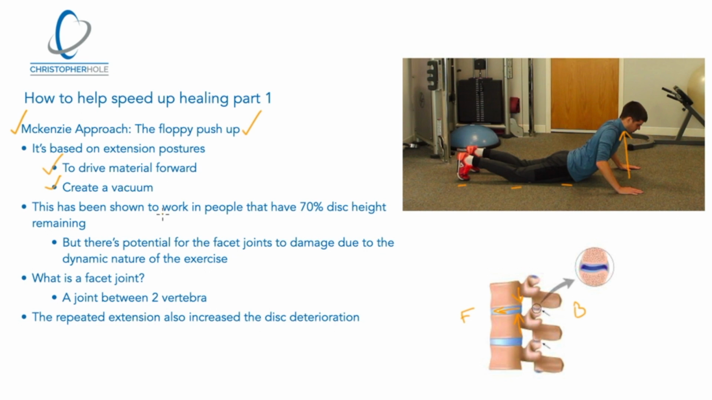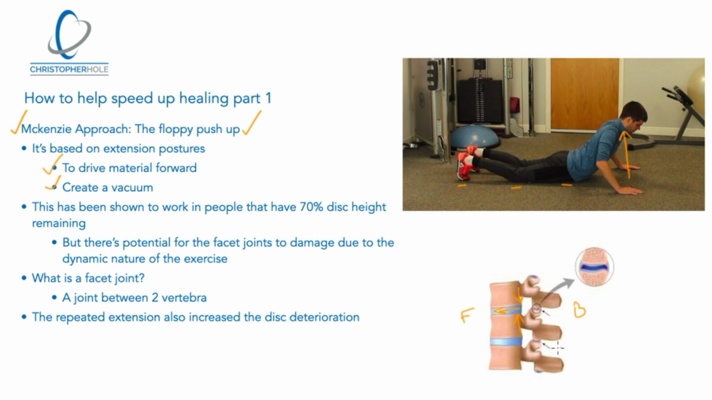So if we've got some degeneration to the disc, then it's not going to be as effective as if we've got the majority of the disc height there. So we're looking at 70%. But there's also potential for facet joint damage due to the dynamic nature of the exercise.